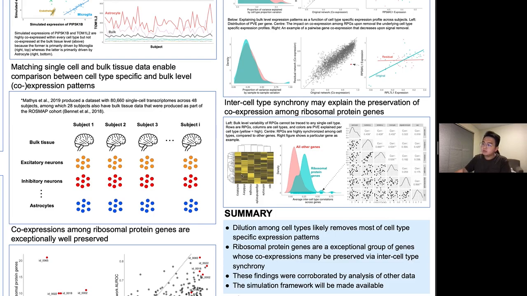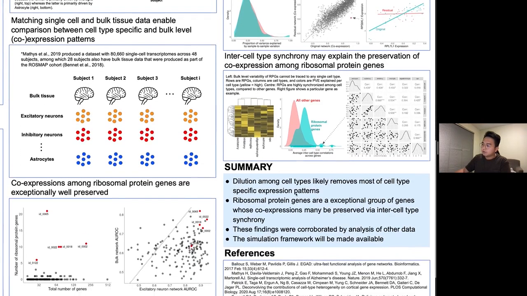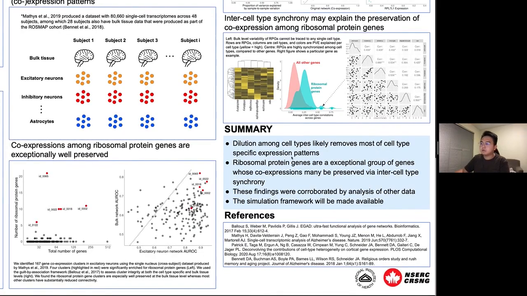One possibility is that they're all coming from the same cell type, which is not true, as in this heat map. Another hypothesis that we have is that they actually have a lot more intercell type correlation compared to other genes, which actually turned out to be the case. In summary, we're able to show that dilution likely removes a lot of the signals. Ribosomal protein genes are exceptional to this rule, but their co-expression may be preserved by this intercell type synchrony across the samples. And we're actually able to corroborate some of these findings in another data set.